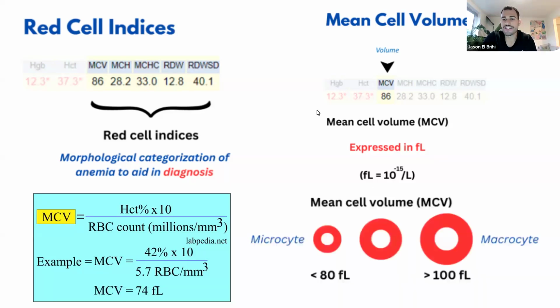No, that's all right. So the normal range is 80 to 100. So it's easy to remember. If it's greater than 100, it's called macrocytosis. If it's less, it's called microcytosis. This is important because it helps us gauge the cause of anemia, which we'll go into later.